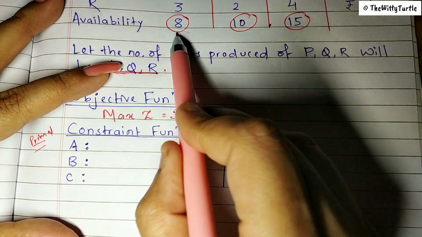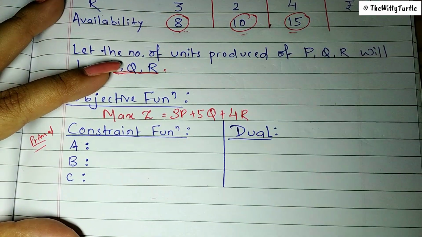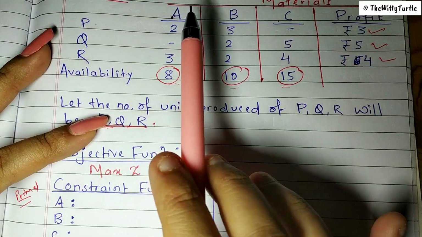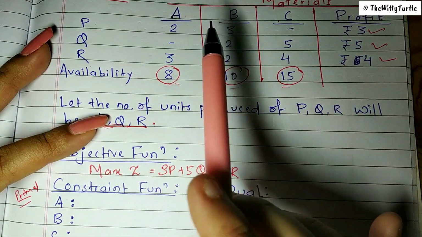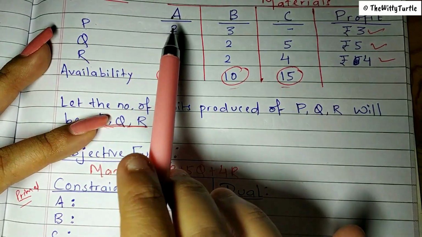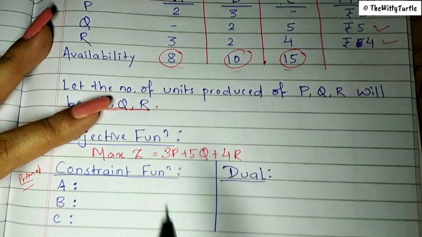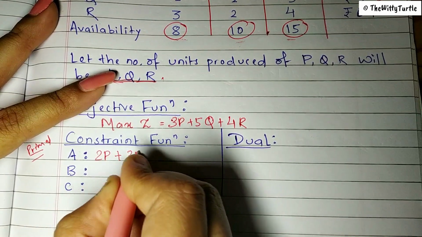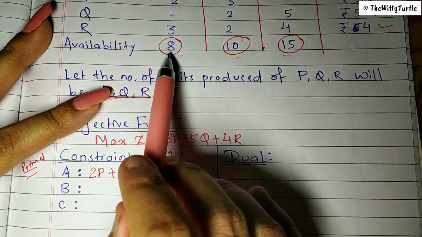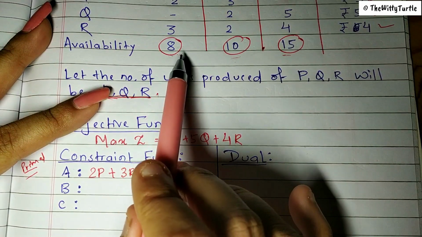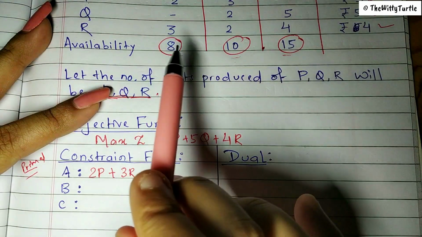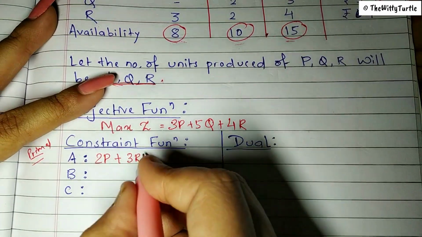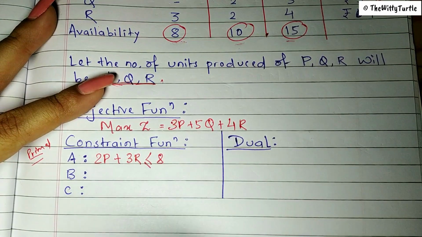They are the availability of raw materials, right? So how much raw material A do we need? For manufacturing P we need 2 units, and for manufacturing R we need 3 units. So here it will be 2P plus 3R. Now we have a total of 8 units of raw material available with us. So obviously we have to use up to 8, right? It should be less than or equal to 8.